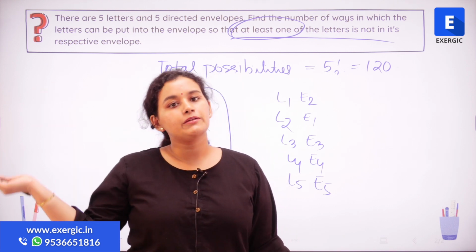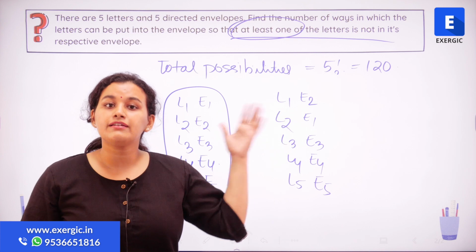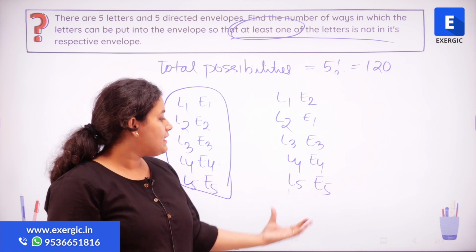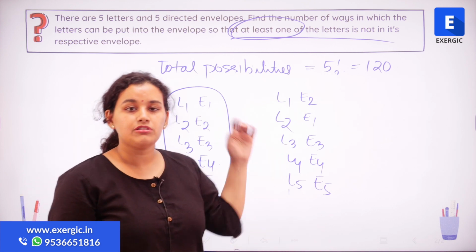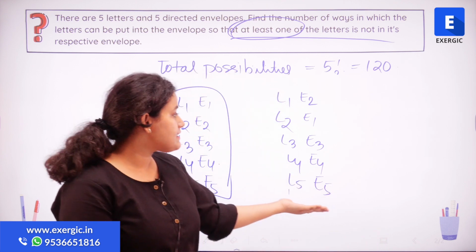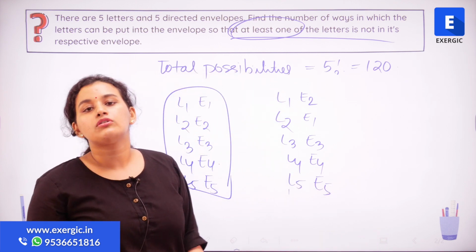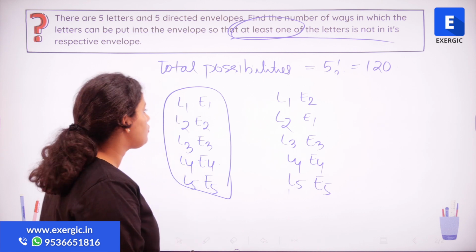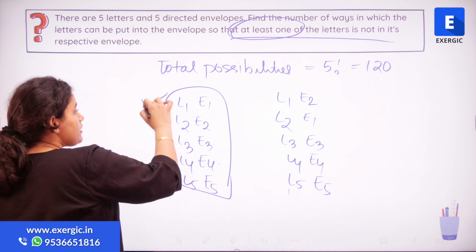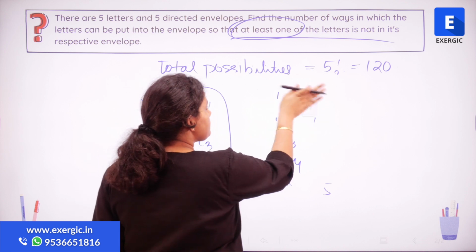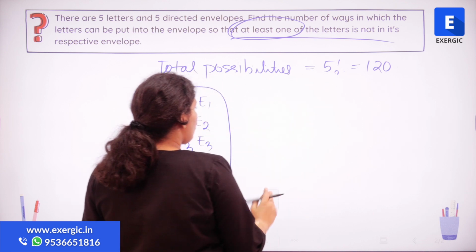This is acceptable in this scenario. If you compare it with the previous question that we had where none of them went to their respective envelopes, then this situation was not acceptable. However, in this question, this is acceptable because we are dealing with only at least one of them should not go. However, this situation where all of them are going to their respective envelopes is not acceptable.